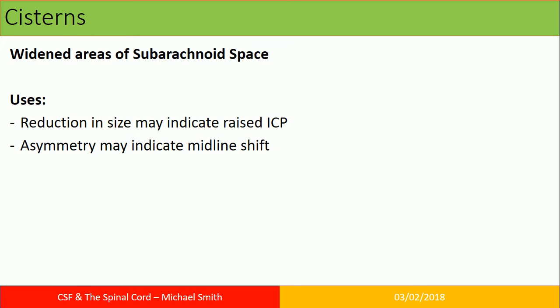So we also have our cisterns, and these are areas of the subarachnoid space which are widened, so there's a large gathering of CSF in this area, and that's called a cistern of CSF. So we can use these when we're looking at imaging, as we can see if they've changed shape or size, that there's likely to be a raised intracranial pressure or midline shift caused by maybe a bleed or a tumour or something like that.